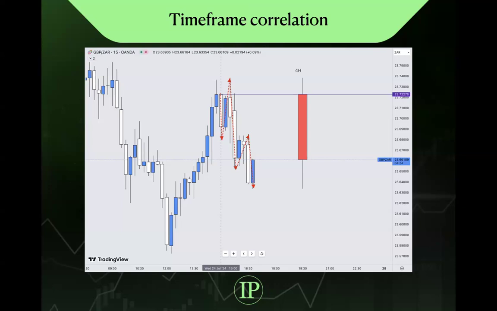Price opened, pushed down, went up, created a high, went all the way down, created a low, and then was 4 minutes away from the body close of the 4-hour candle. But it actually trended on the 15-minute.